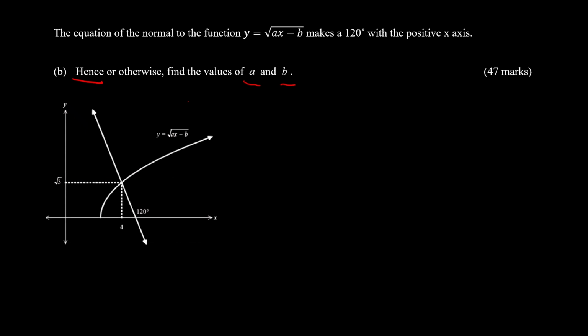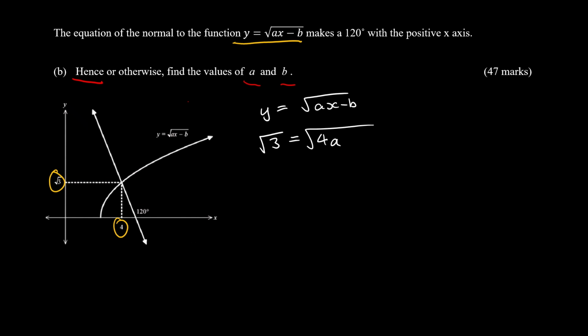Well, we already have an equation here, which is our function, y equals square root of ax minus b. Subbing in the values of square root of 3 and 4, because those are our coordinates, we can get square root of 3 equals square root of 4a minus b. Next, we can go further. We can square both sides to get 3 equals 4a minus b. And that gives us our first equation.